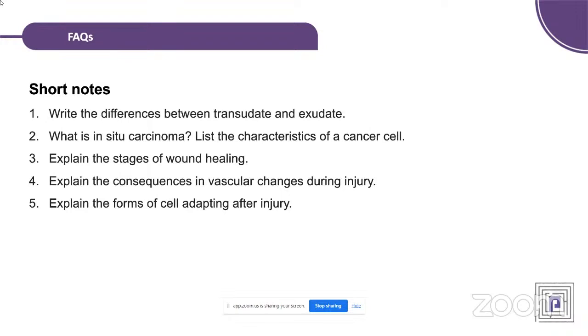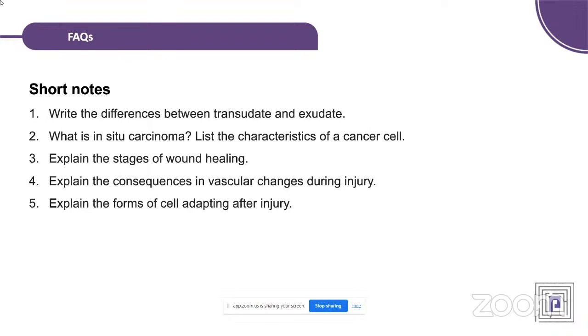And what is in situ carcinoma? In situ carcinoma is where it has not invaded into the stroma of the tissue. So it is confined within the basement membrane, and within the basement membrane, the cells will become dysplastic with all these characteristics, but it has not reached into the stroma of the tissue.